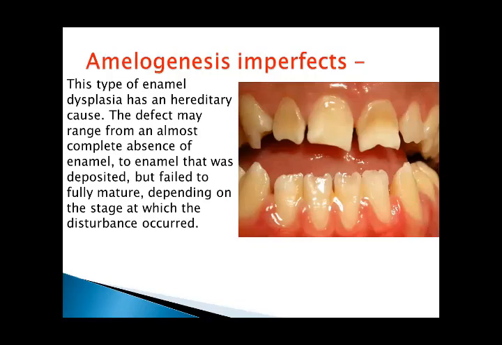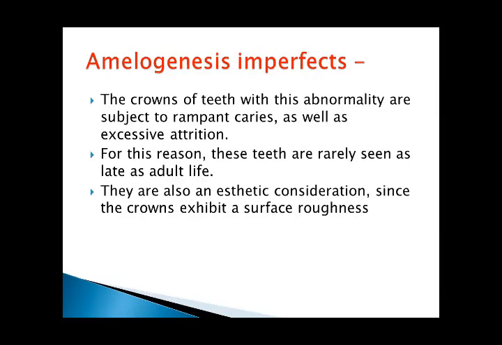Amelogenesis imperfecta. This type of enamel dysplasia has a hereditary cause. The defect may range from an almost complete absence of enamel to enamel that was deposited but failed to fully mature, depending on the stage at which the disturbance occurs. The crowns of teeth with this abnormality are susceptible to rampant caries as well as excessive attrition.